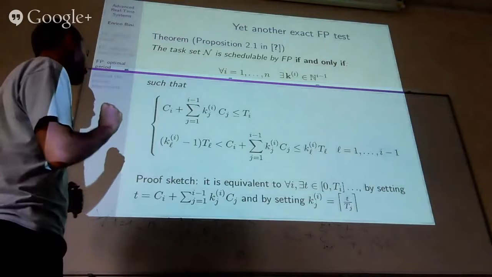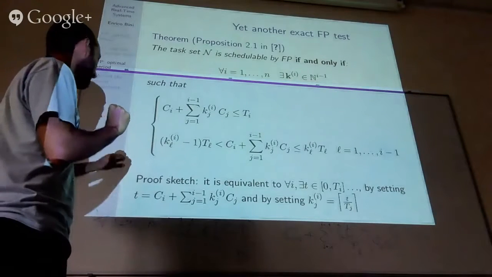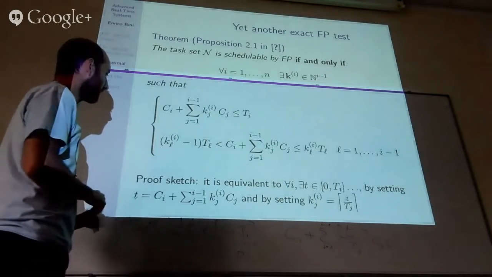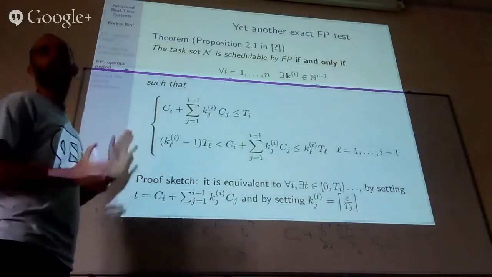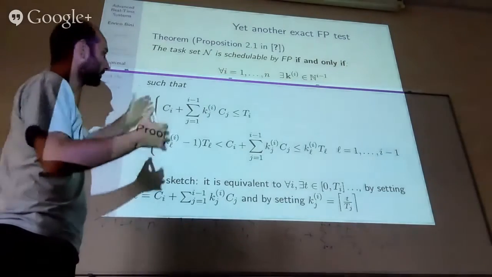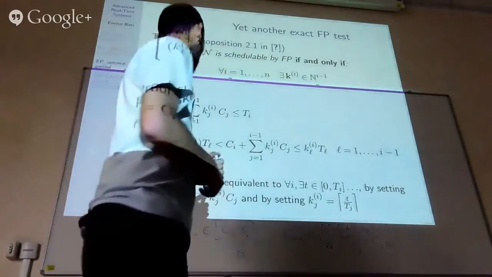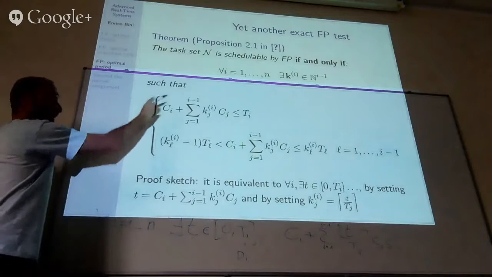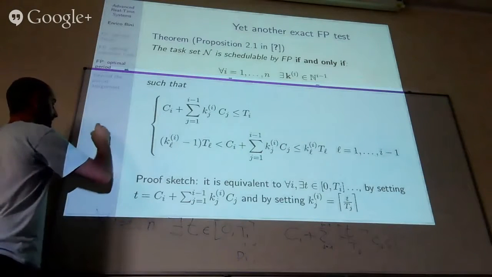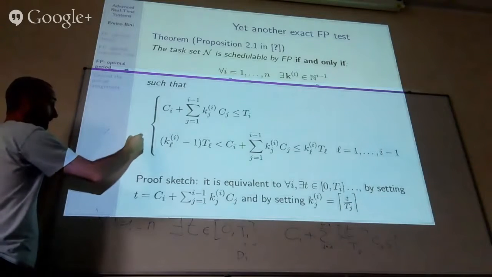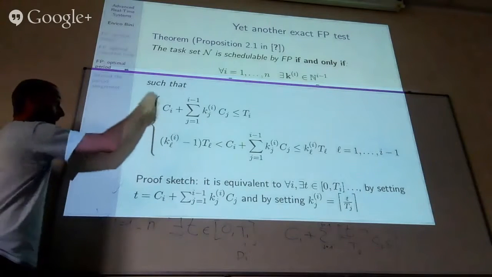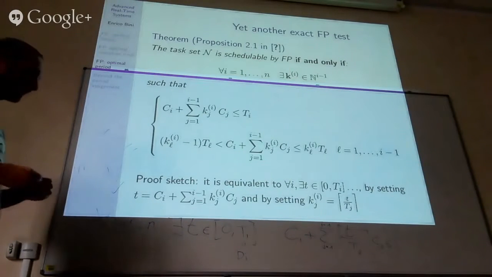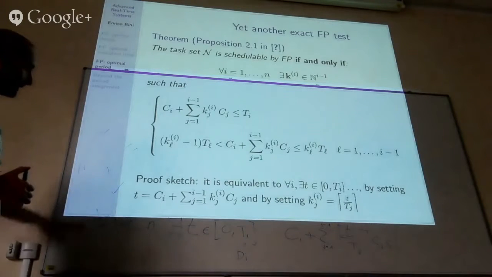Let me first say that these two conditions, the one here and the one here, are equivalent. I just want to give you a sketch of the proof of equivalence, and then you will probably understand why this math. Equivalence means we have to show both implications: that this condition implies this one, and that this one on the screen implies the one down here.